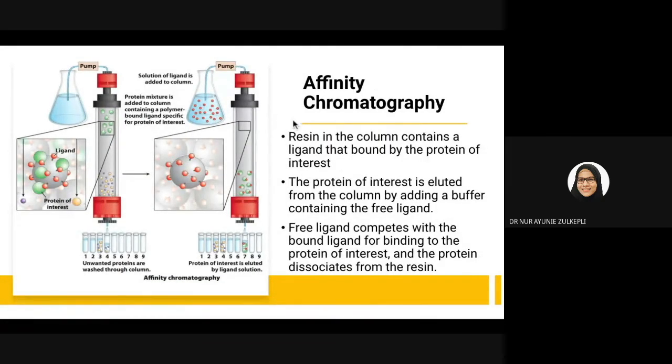So this one is for a specific protein that is needed. This is an affinity chromatography technique. This is a column, and there's a resin in the column containing a ligand that binds to your protein of interest. Let's say I want to separate protein X. So I have a specific ligand that binds to protein X. The unwanted proteins that are not bound to my ligand will be washed through the column, so that later I will only collect the protein that is bound to the ligand, which is my protein of interest.